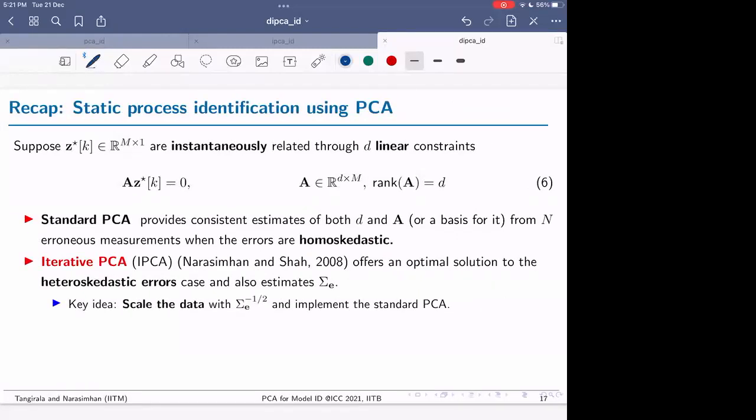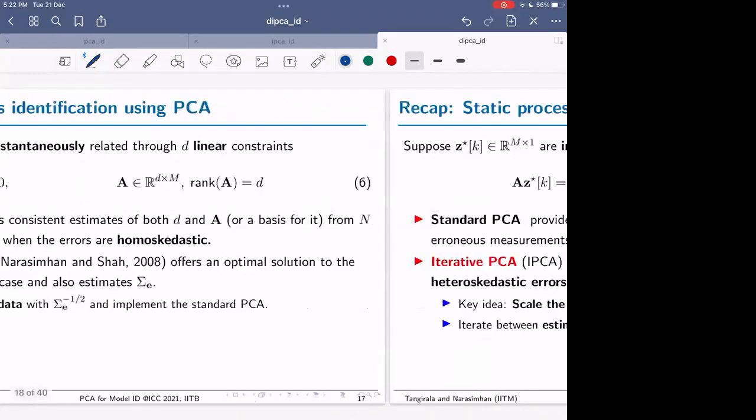And the key idea in IPCA, just to emphasize, and for those of you who missed out on the talk in the morning, is to scale the data with sigma E to the power -1/2 and implement the standard PCA. And the sigma E being unknown has to be estimated iteratively. And that's why the name iterative PCA. You guess a sigma E from an initial PCA implementation, and then you scale the data and you iteratively estimate the constraint matrix and sigma E until convergence.